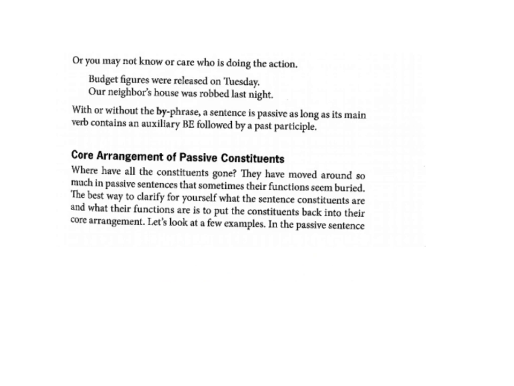Earlier, I used the passive to illustrate the transformation idea and to suggest reverting to the original core version of the sentence to analyze it. I should acknowledge here that my inspiration for this idea comes actually right from the textbook. There it says, the best way to clarify for yourself what the sentence constituents are and what their functions are is to put the constituents back into their core arrangement. I think it's true, but the thing I don't get is why the book doesn't make the diagramming process simpler by following up on that idea.